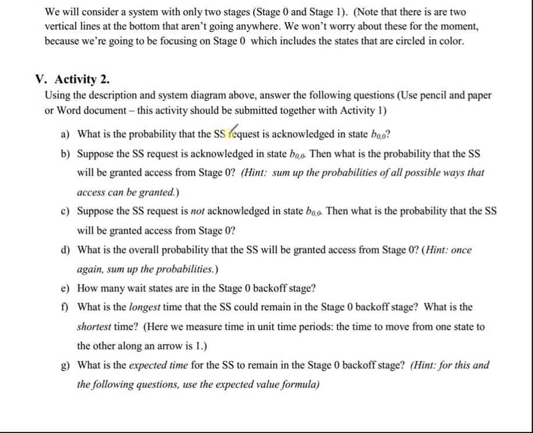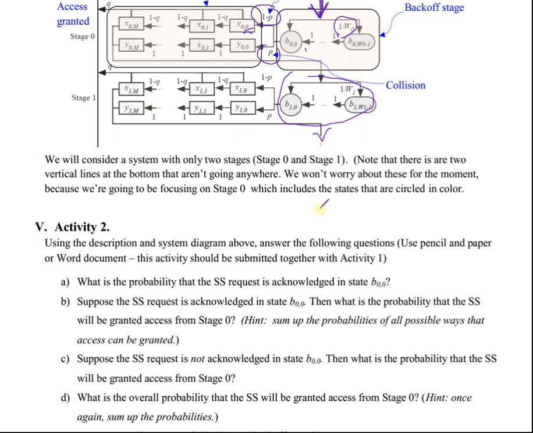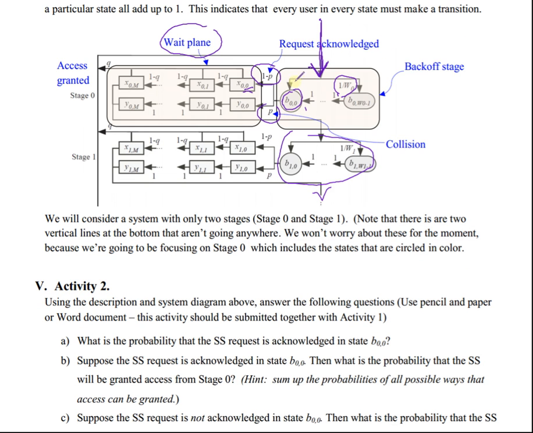SS is shorthand for subscriber station. What that just means is the user. So what's the question asking here? It says if you're in state B00, what's the probability that your request will be acknowledged, which means what's the probability that you're going to go up here?